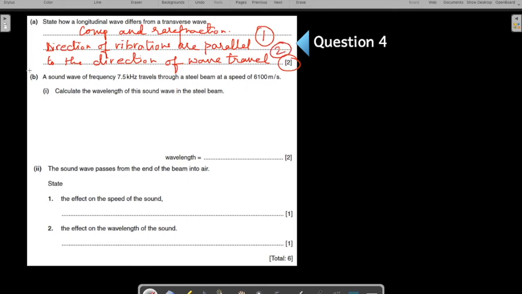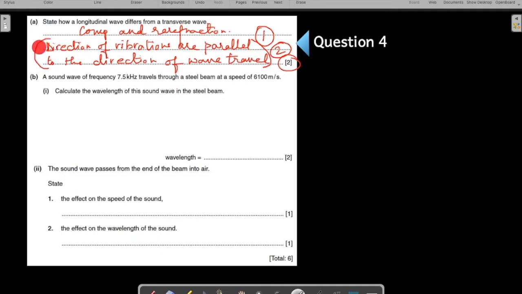Full 2 marks. If you are just stating this statement which I am putting in brackets, you get full 2 marks because that's a more mature definition of longitudinal wave. If you are just mentioning compressions and rarefaction, you'll just get 1 mark. If you are mentioning both the points, you still get 2 marks, nothing more than that.